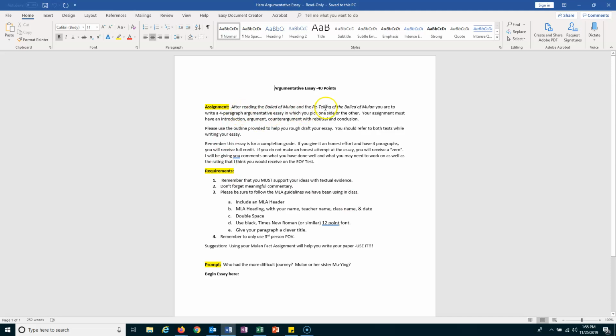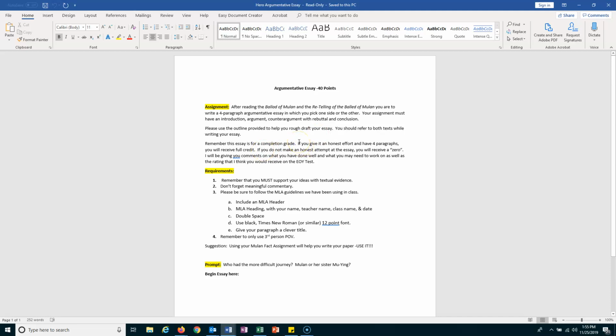So after reading the Ballad of Mulan and the retelling of the Ballad of Mulan, you are to write a 4-paragraph argumentative essay in which you pick one side or the other. Your assignment must have an introduction, an argument, and a counter argument with rebuttal and conclusion. Please use the outline provided to help you with your rough draft. You should refer to both texts while writing your essay. Remember, this essay is for a completion grade.